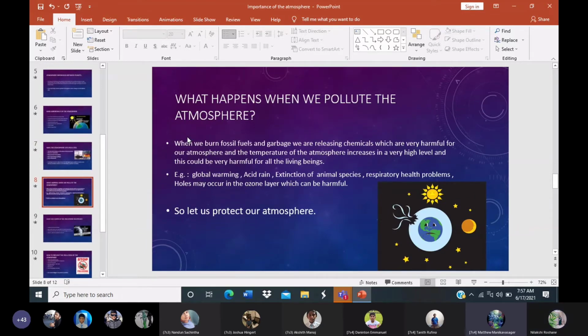When we burn fossil fuels and garbage, we are releasing chemicals which are very harmful for our atmosphere, and the temperature of the atmosphere increases to a very high level, and this could be really harmful for living beings. When we burn fossil fuels, all that hot air goes to the atmosphere and our temperature increases. And when we release chemicals, as you can see here, those are not good for our atmosphere. It could cause holes in the ozone layer, and harmful rays of the sun can come inside. So let us protect our atmosphere.